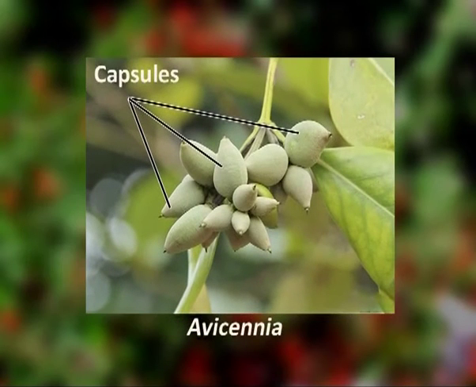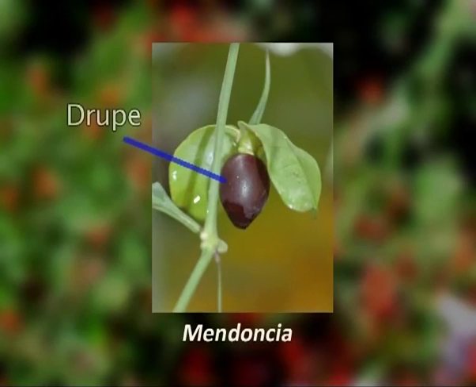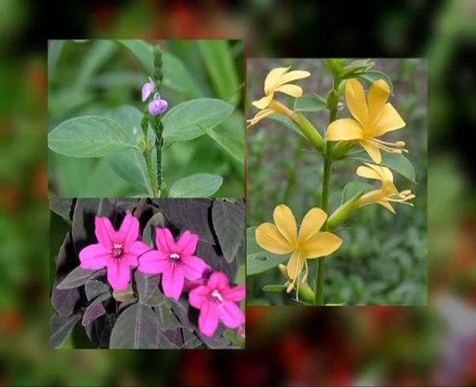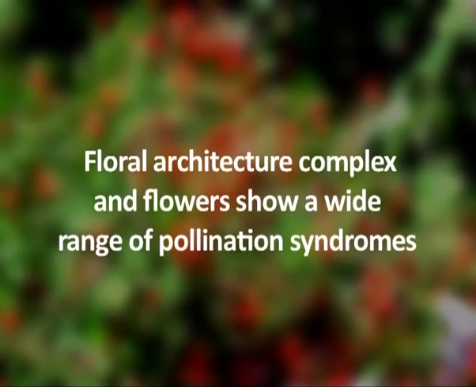Fruit is an explosively dehiscent capsule. It's a drupe in the case of Mendoncia puberula. Across the family, flowers range in size from a few millimeters to more than 10 centimeters, with a parallel range of variation in shape and color. The floral architecture is complex and flowers show a wide range of pollination syndromes. In general, they are large and showy.